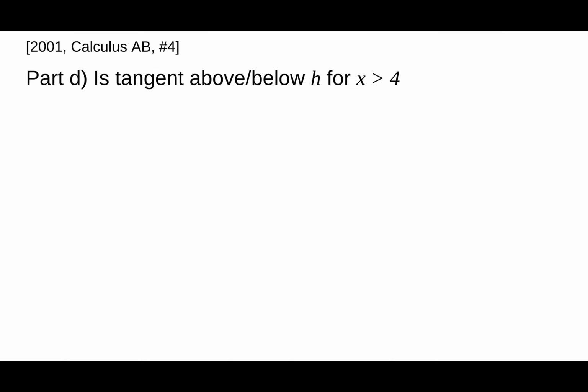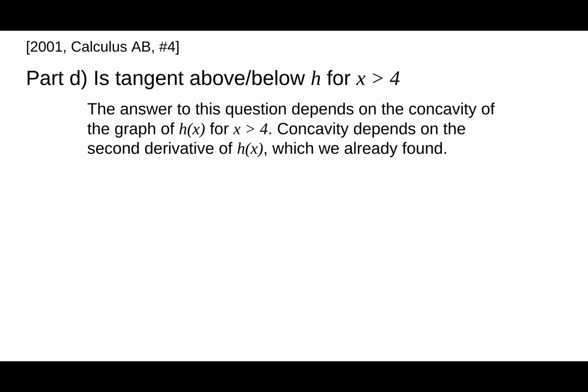In part D, we are asked if the tangent line at x equals 4 for h is above or below the graph when x is greater than 4. So in order to answer this, we have to check concavity again, right? If the graph of h is concave up at x equals 4 and remains concave up when x is greater than 4, then the tangent line will fall below the graph of h. If h is concave down at x equals 4 and remains concave down for x greater than 4, the tangent line will be above the curve for x greater than 4.